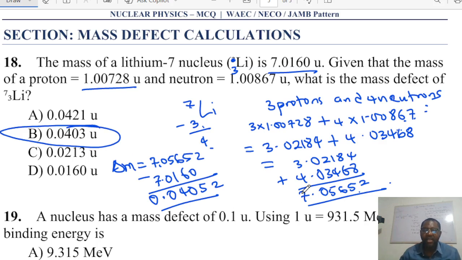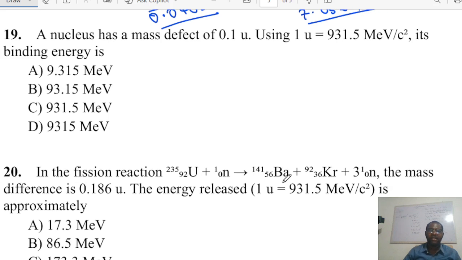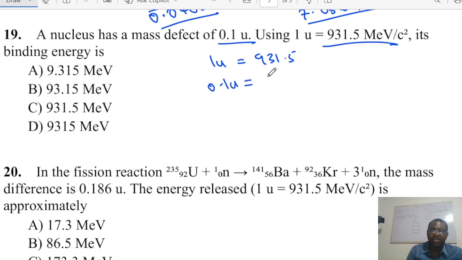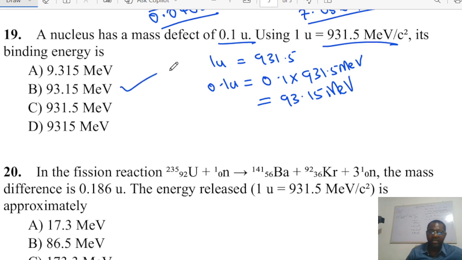Yeah. Now that leads us to the next one, number 19. A nucleus has a mass defect of 0.1 u, and since 1 atomic mass unit has an equivalent energy of 931.5 mega electron volts, 0.1 atomic mass unit will be 0.1 times 931.5, and that's going to be 93.15 mega electron volts. Very important for us to note. So the answer here is B.